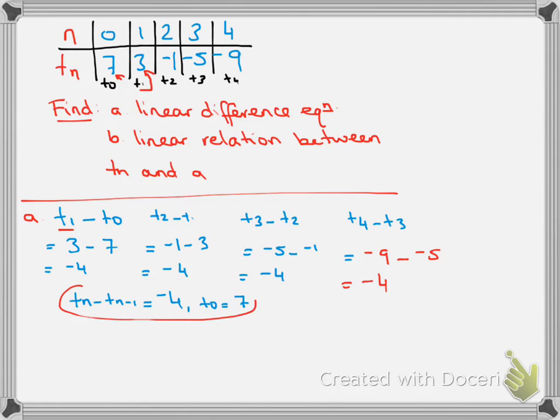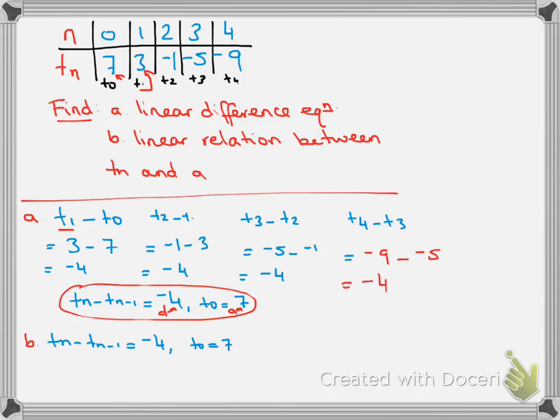And we can see that instead of T4, this will be our D here, and that will be A. Okay, so that's all we've done there. We've just substituted those different parts in. Let's have a look at part B now. Part B, again, we need to start off with the equation that we just wrote down. So Tn minus Tn minus 1 is equal to -4, where T0 is equal to 7.